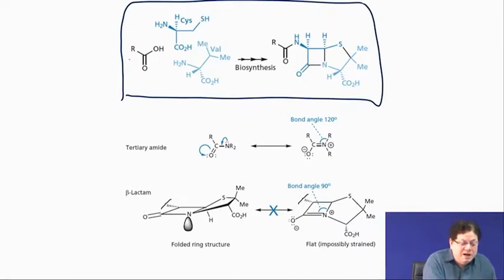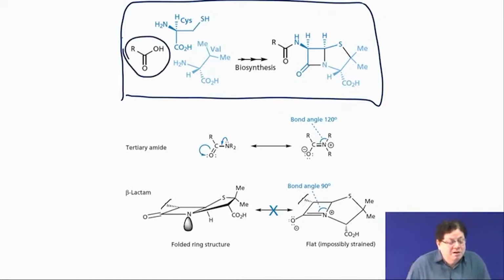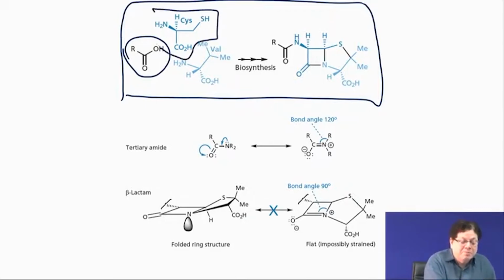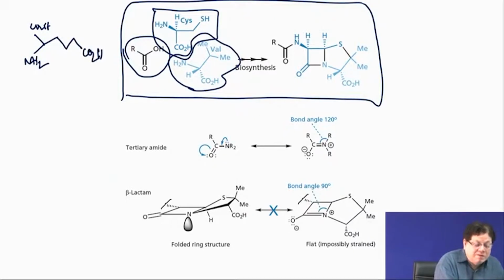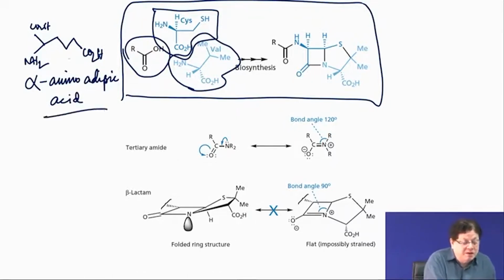One is this variable amino acid, this is cysteine, and this is valine. So, cysteine, valine and another amino acid which I am not naming, actually this amino acid is alpha amino, this is not a protein amino acid, this is alpha amino adipic acid. Alpha amino adipic acid.